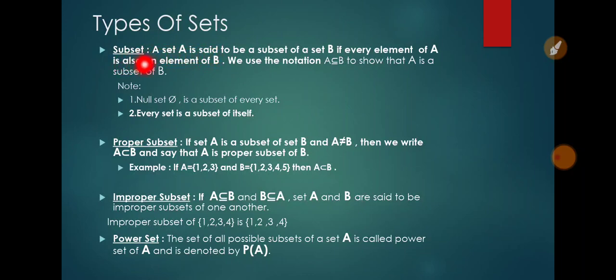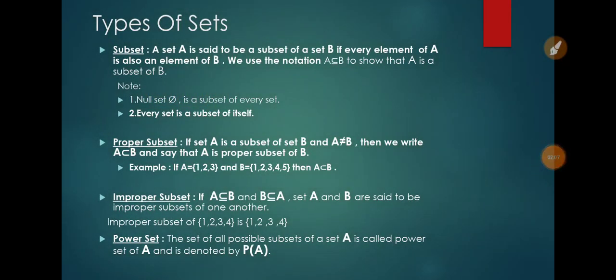Now subset. First we are going to discuss what a subset is. Suppose a set A is said to be a subset of set B if every element of A is also an element of B. We use the notation A ⊆ B to show that A is a subset of B. Now what does it mean?